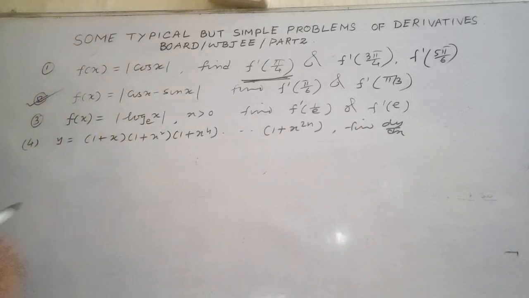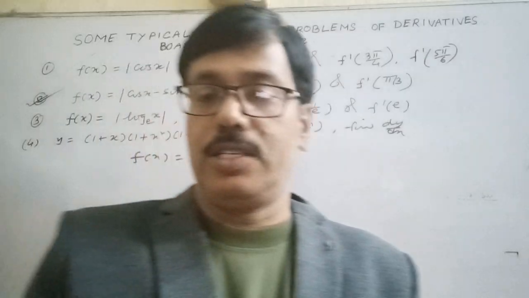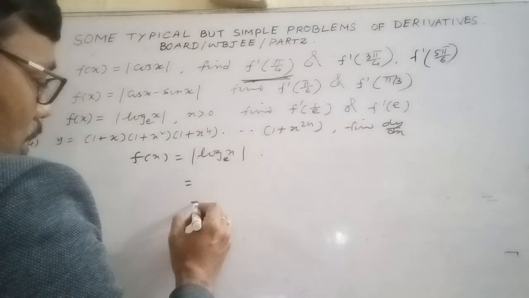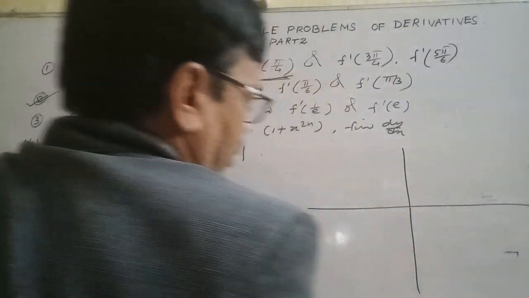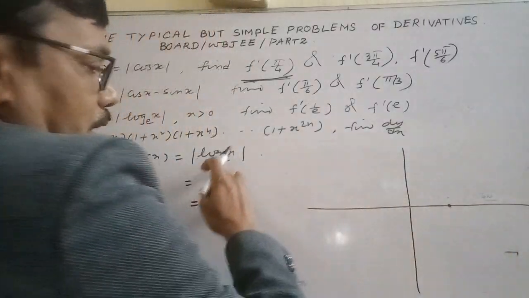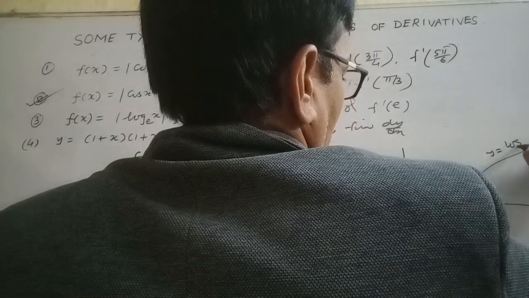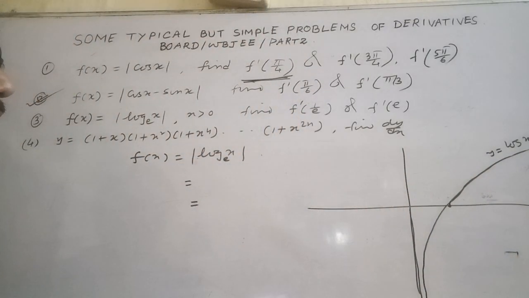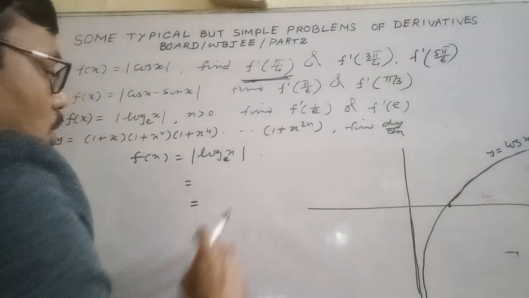Now problem number 3. f x equals log x, base e. You know the domain of log x is x greater than 0, that is 0 to infinity. But look, in 0 to 1, log 1 is 0 and it is an increasing function, and this is the curve of y equals log x. For x greater than 1 it is positive. Log e is 1, and log 1 is 0.